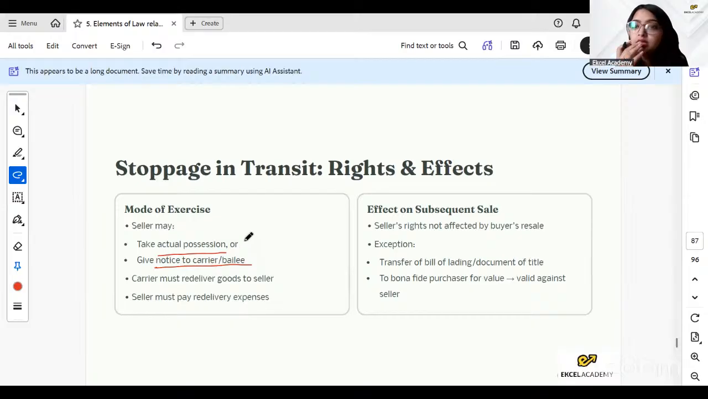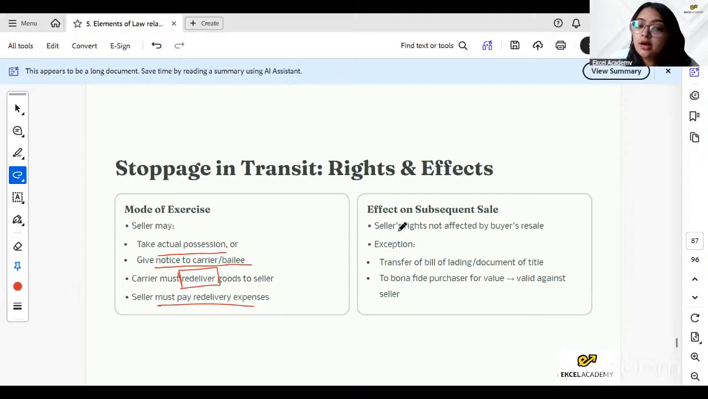So who is the carrier? The person who transports the goods. So they can tell the carrier that, listen, instead of delivering it to the buyer, can you return it here to my address? That is, the carrier must re-deliver the goods and the seller must pay redelivery expenses. Why? Because the seller has specifically exercised his right to stoppage in transit. Effect on subsequent sale.